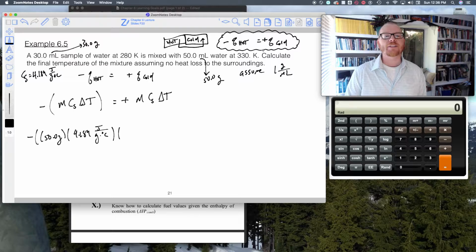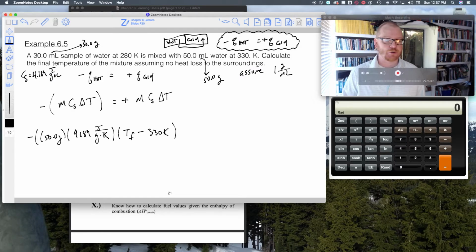And so now what am I solving for? Calculate the final temperature. So in this delta T, that's going to be Tf minus, but now I have to get the initial temperature right. For the 50 grams of water, that initial temperature was 330 Kelvin. And now because that's Kelvin, I'm going to recognize that I can write this unit as joule per gram per Kelvin. It's the same thing as joule per gram per degree C.